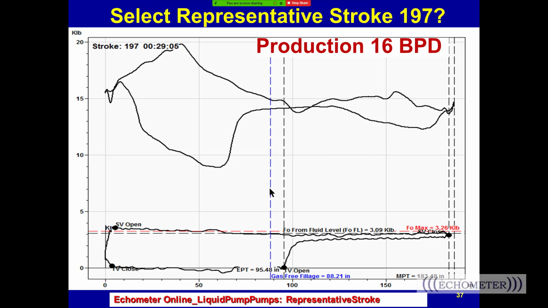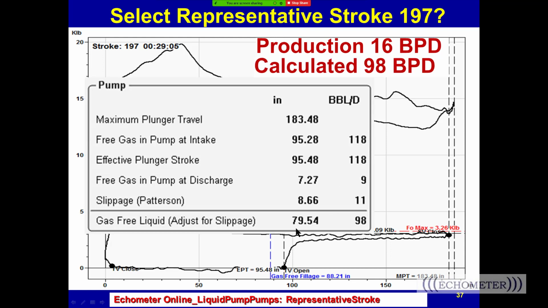Now this is a well, and we can look at this example later, but the production in the tank was 16 barrels a day, and this well is the representative stroke. And you can see that if we look at it, it calculates that we should be producing 198 barrels per day. And so the calculations, by this much effective travel with this much gas in solution, with this delay of the trailing valve close, see it closed right there, not at the bottom of the stroke, shows a lot more liquid production.